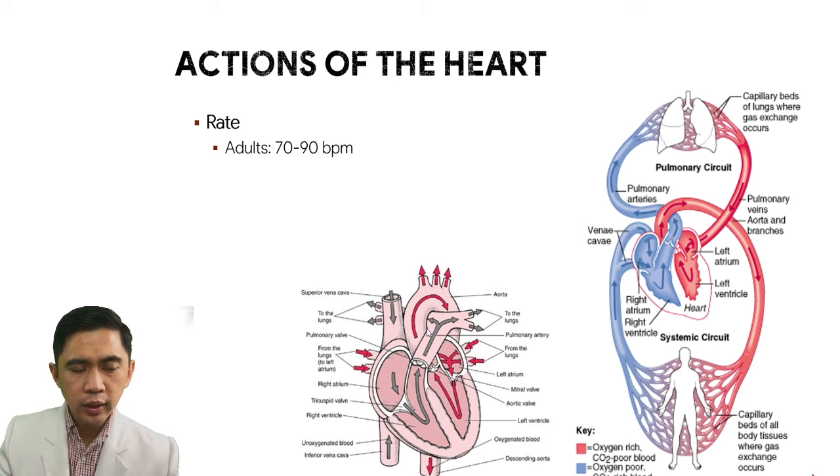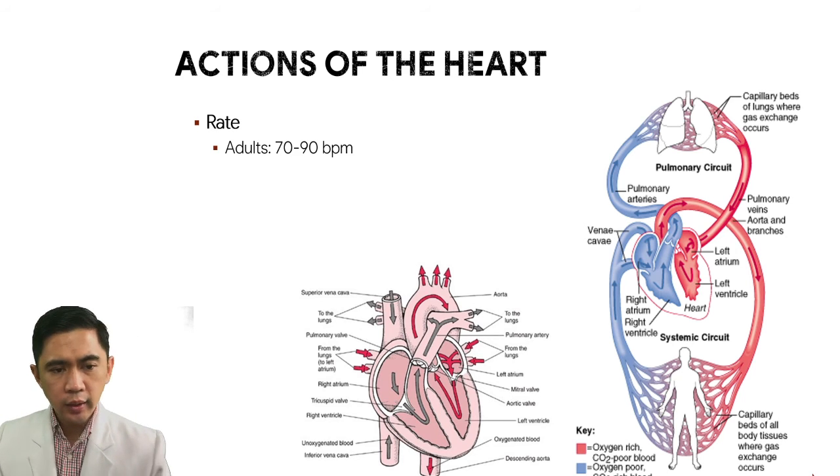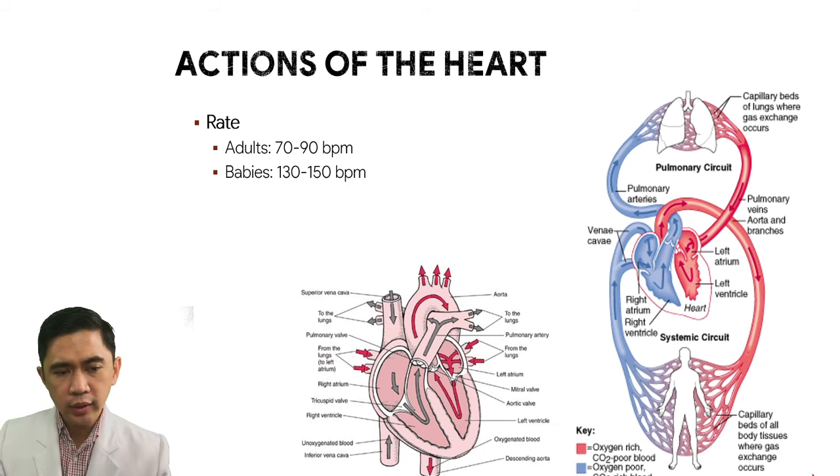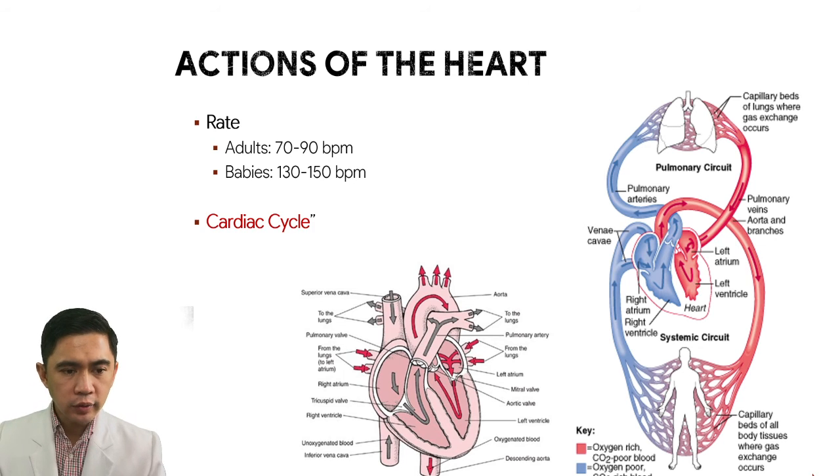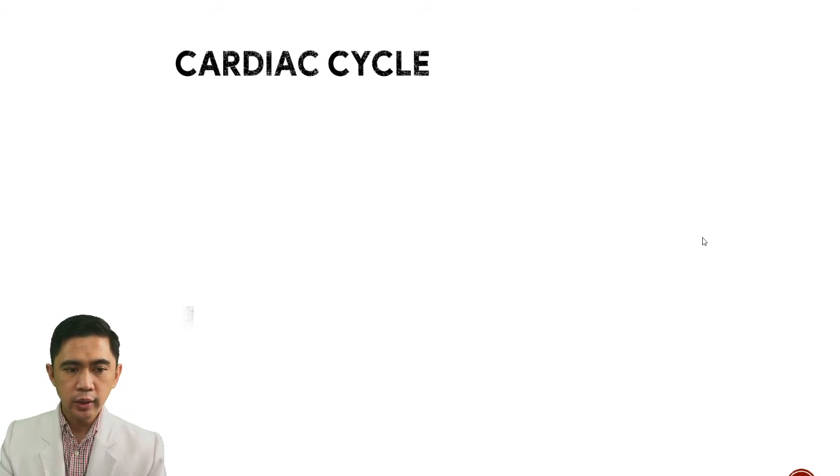The rate of the heart is normally 70 to 90 in adults, and a little faster in babies, which can reach up to 150 beats per minute and it is still normal. But the actions of the heart can be more appreciated by studying the cardiac cycle. To explain the cardiac cycle, it is better to take a look at the following videos.